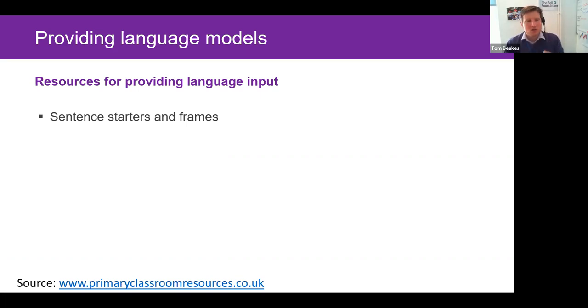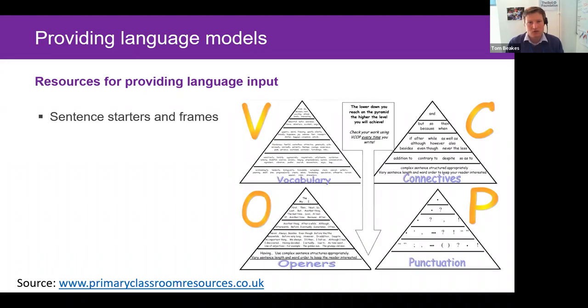Using sentence starters and sentence frames will usually provide a list of prompts for students to use. And these are often placed into different categories to make them easier to remember. A common one in UK primary schools, for example, that you may have encountered is VCOP, which stands for vocabulary, connectives, openers, and punctuation. The example I've put here, I just downloaded from a primary teaching website. I just Googled sentence starters primary and this came up, okay? And what you can see is they've provided pyramid structures, so they've provided sentence starters at different levels of proficiency. And as they go down, they get more complicated.